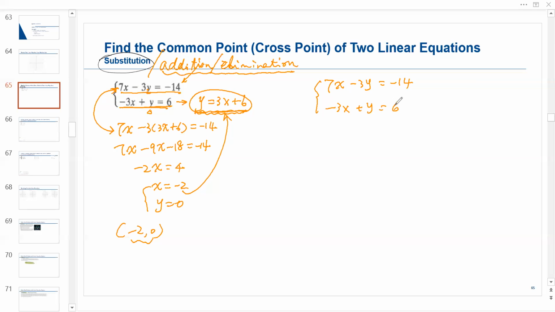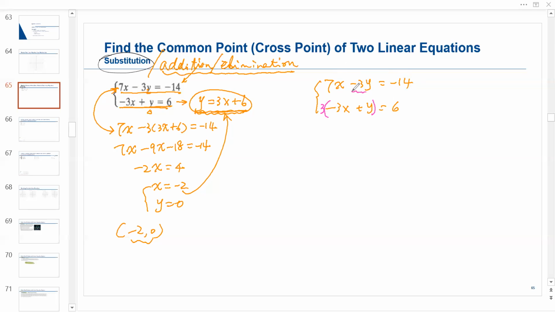All right, so what do we need to do here? This has two variables, right? One is x, one is y. So we make one of the variables disappear. How do we make it disappear? Let's see this one. Let's see this one. So both sides, you can see this part.